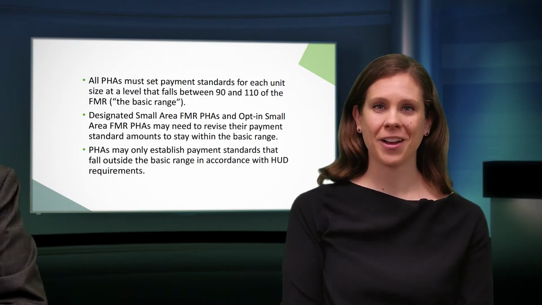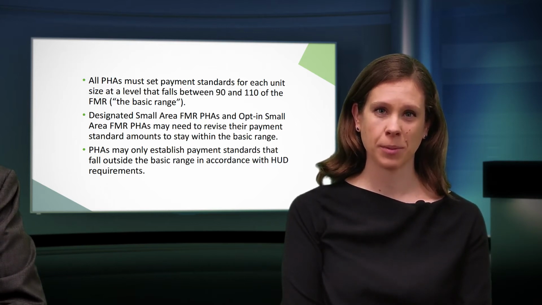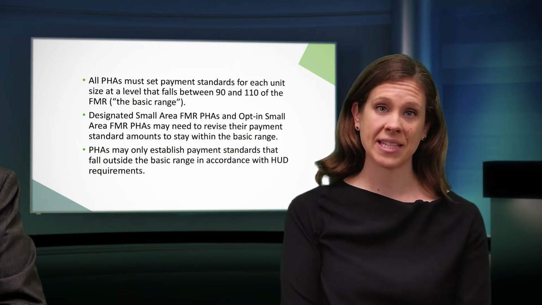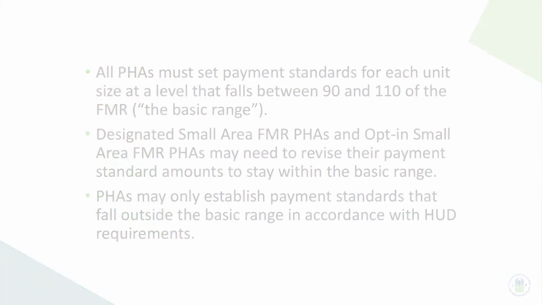The shift to small area FMRs may mean that current payment standard amounts no longer fall within the basic range for the applicable FMR. When this is the case, it will be necessary for PHAs to revise their payment standard amounts to stay within the basic range of the new FMRs, unless the payment standard has previously been approved by HUD and falls below the basic range or is an exception payment standard. PHAs may only establish payment standards that fall outside the basic range in accordance with HUD requirements.